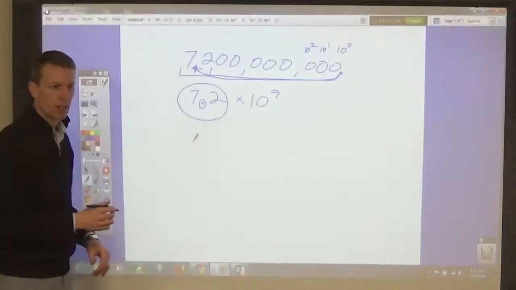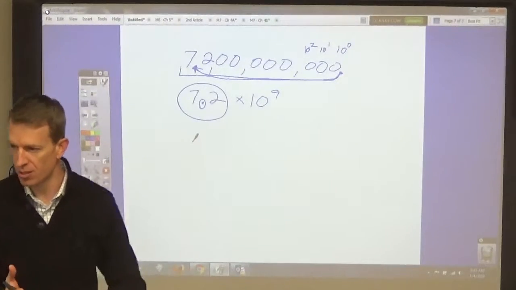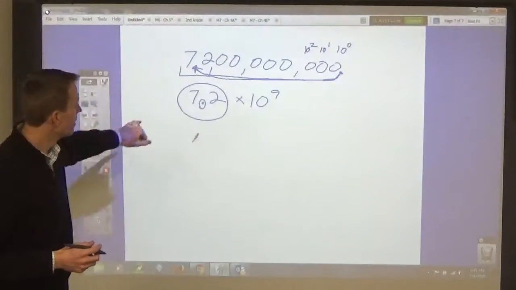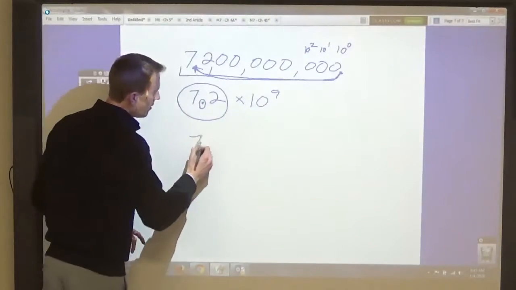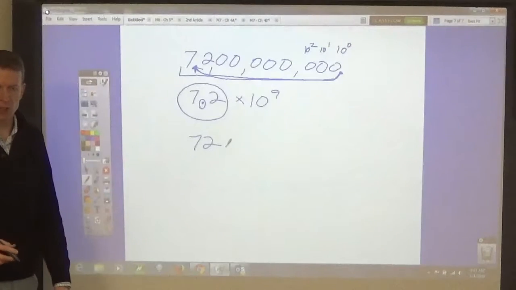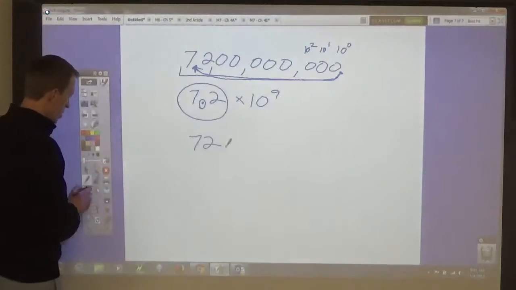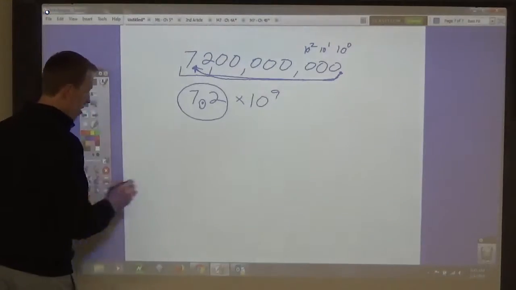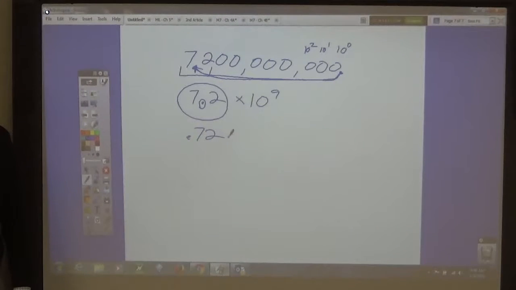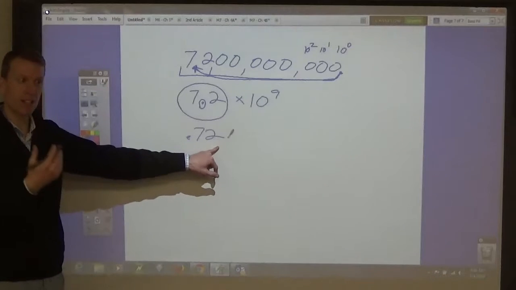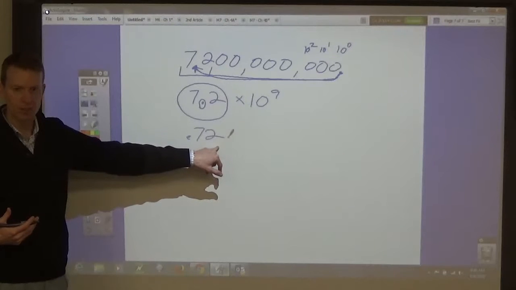The first number must be between 1 and 10, right? That's what it says in your notes. You already took these notes. The first number in scientific notation must be between 1 and 10. So you can't write 72 as your first number in scientific notation. It's not between 1 and 10. You also can't write 0.72, because 0.72 is less than 1. It's not between 1 and 10. Okay? Are you with me on that?